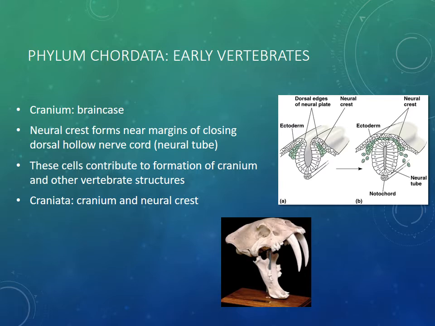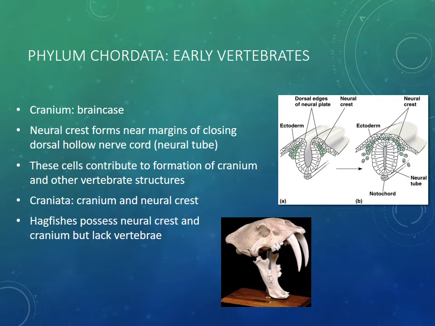And then there are craniates. Craniates means you have a cranium and a neural crest. So when you have that structure and you have a cranium, you're considered a member of Craniata. Hagfishes have the neural crest and the cranium, but actually lack vertebrae. So it turns out that's possible. So without further ado, we'll look at these things.